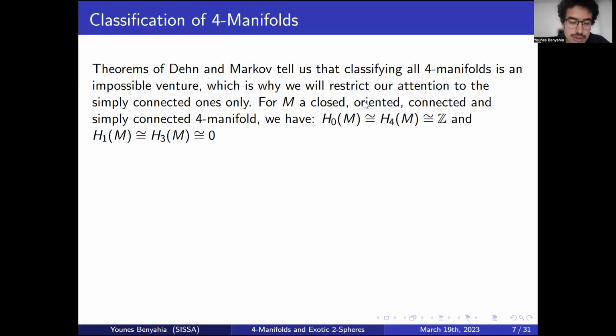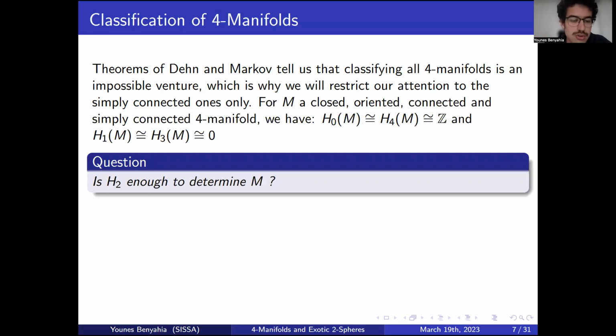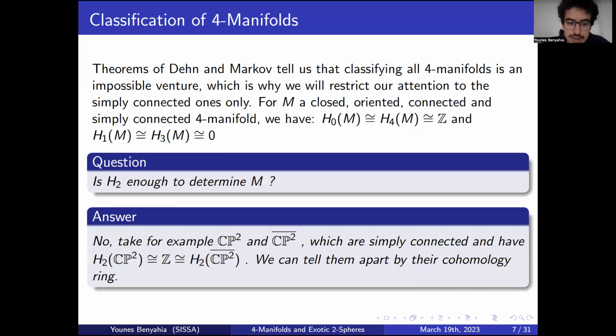Okay, so we know these 4 homology groups, but do we know what the second one is? The second one, we don't know it, so it depends on the manifolds. A natural question would be: is H2 enough to determine M? And the answer is no. That would be too nice to have.